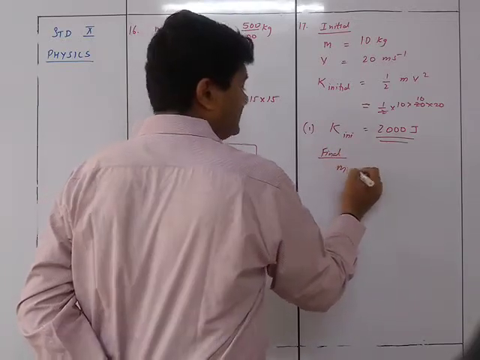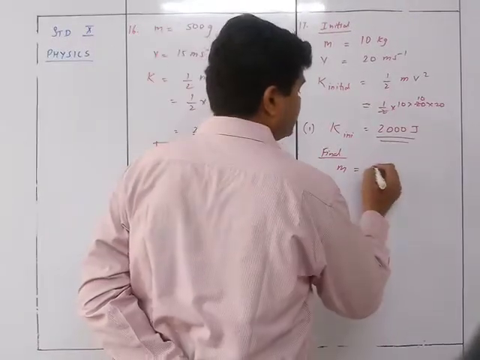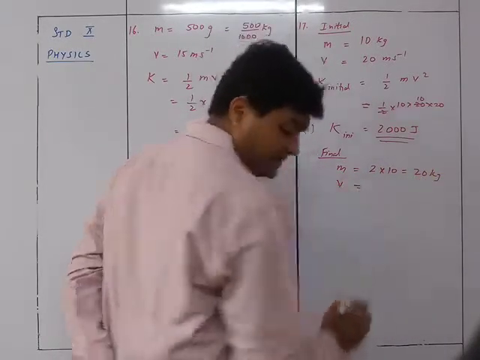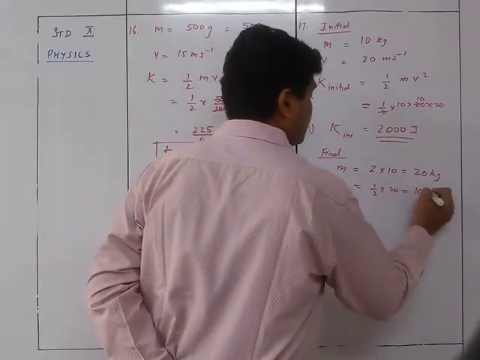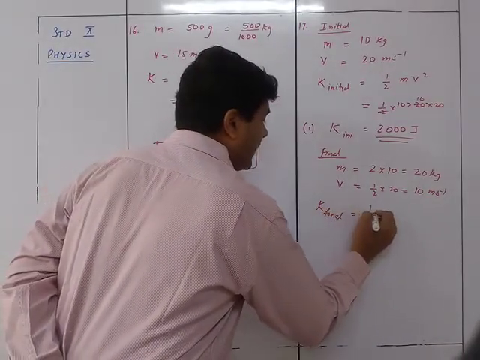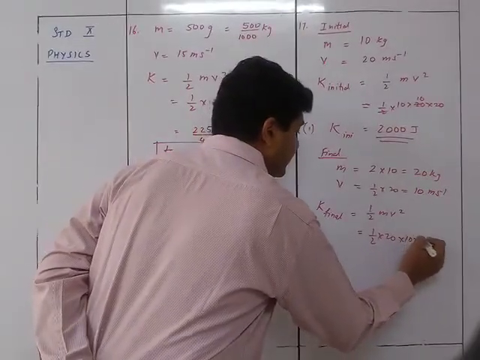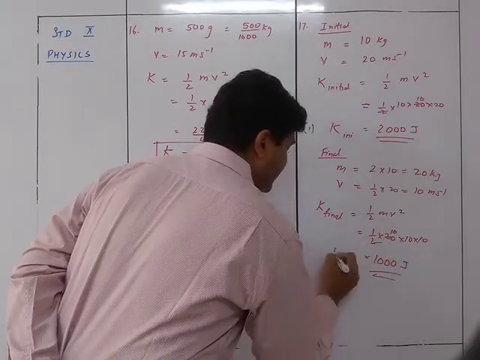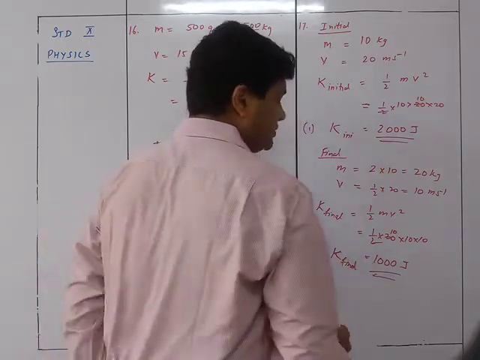What has happened? They said that the mass of the body is doubled, so now the mass is 2 into 10, which is equal to 20 kg. And the velocity is halved, that means 1 upon 2 into 20 is equal to 10 meter per second. So what will be K final? K final will be equal to half mv square, which is half into 20 into 10 into 10. That gives me 1000 joule. So that's the kinetic energy final. So K final is going to be 1000 joule.